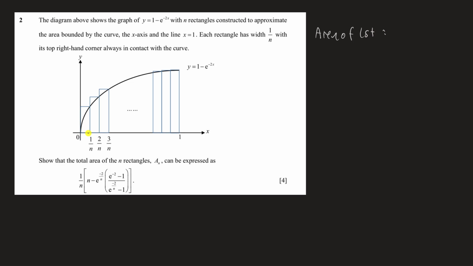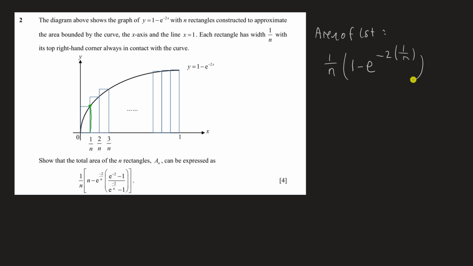Length times breadth. What is the breadth? Simple question. What is the breadth? 1 over n. What is the height? The height will be subbing in 1 over n into this graph to find us the y value, right? Once again, 1 over n sub in, you'll find this value on the graph. So the height would be, use this formula, 1 minus e to the power negative 2. What is the x value? 1 over n. That's the first rectangle.